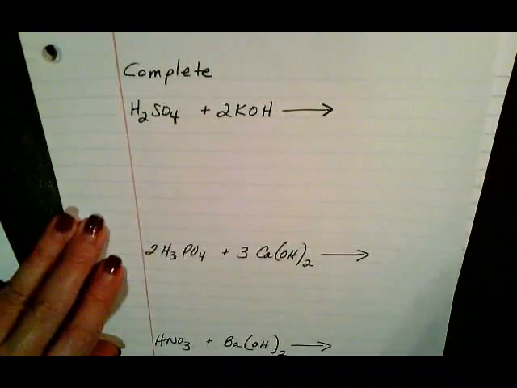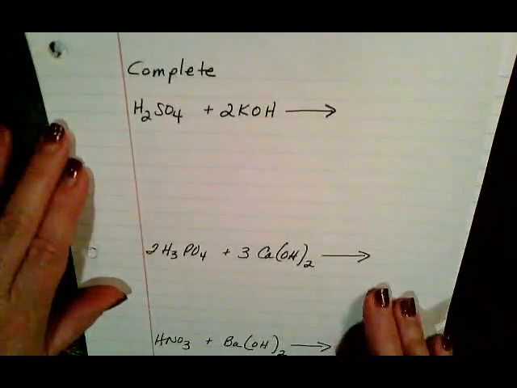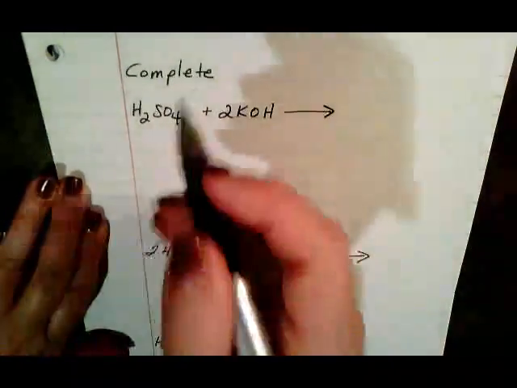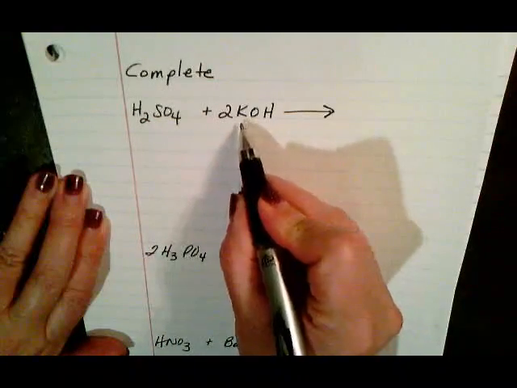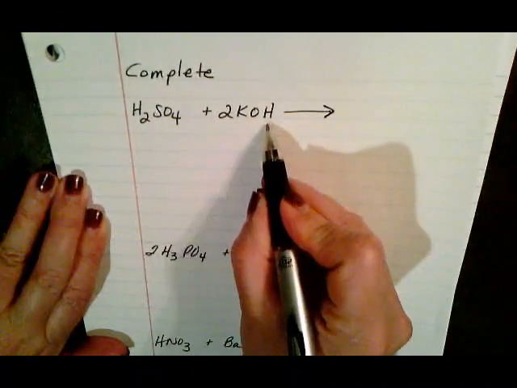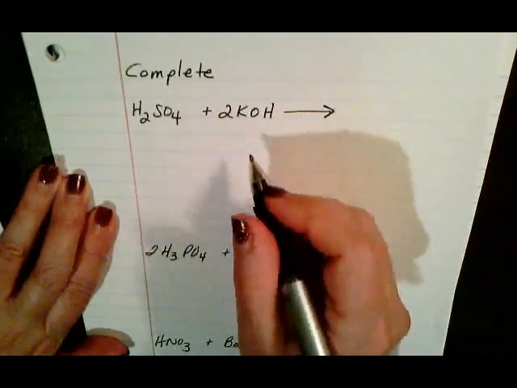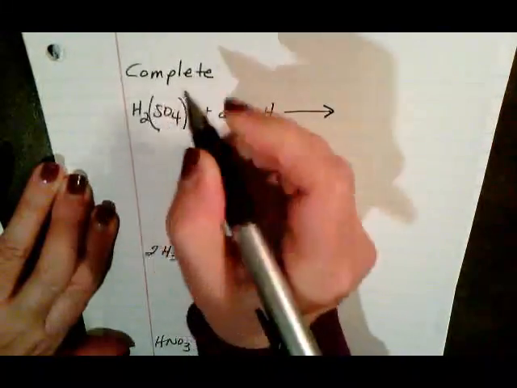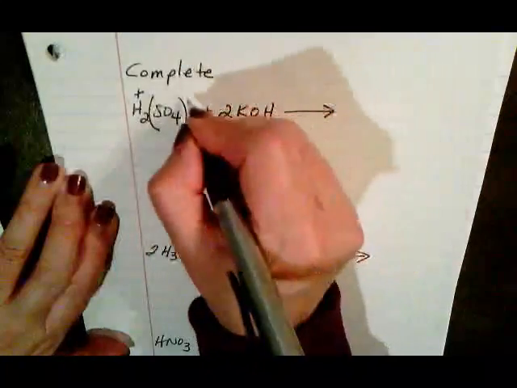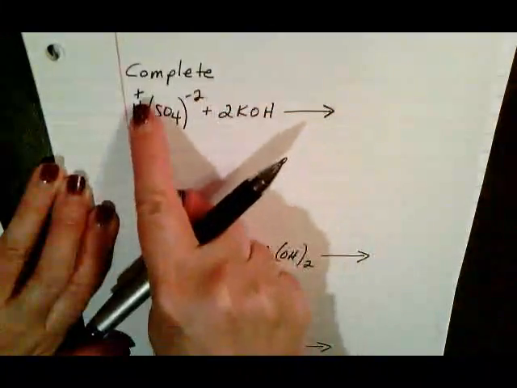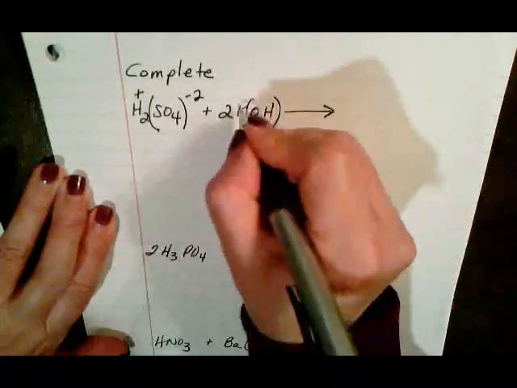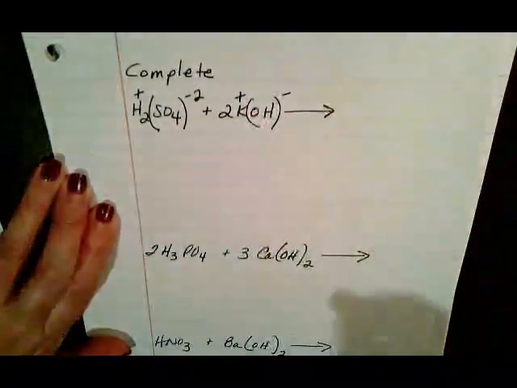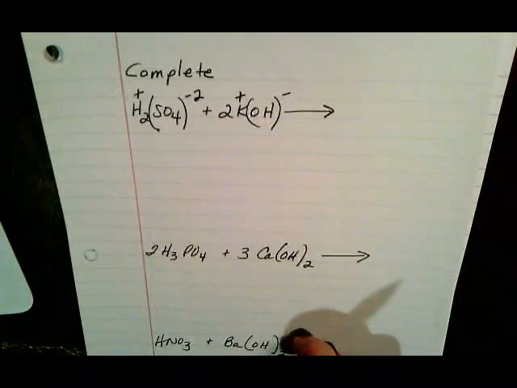Okay, so now let's take a look at the classwork and let's see how well we did. Sulfuric acid plus 2 moles of potassium hydroxide. So step 1, write the charges. +1, -2. Potassium is +1, hydroxide is -2.